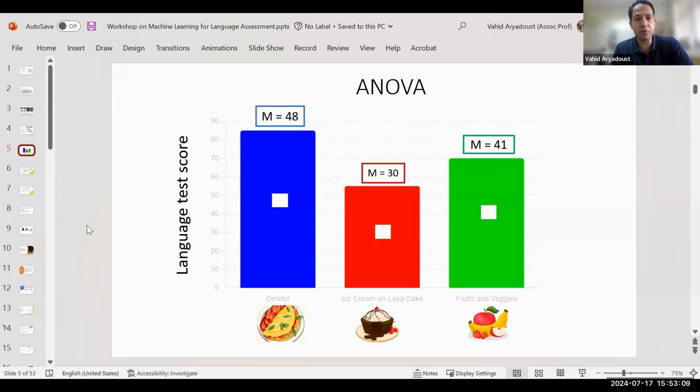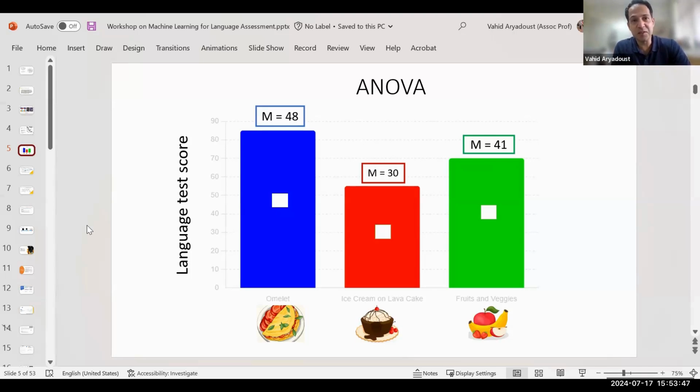For example, we have 3 groups here. I made up this scenario: they want to take a language test. And the question is whether the type of breakfast can affect their language test score. So we give the first group omelet, we give the second one ice cream and lava cake, and the third one fruits and vegetables. As you can see, it's not a good idea to have ice cream and lava cake for breakfast and go to a language test examination room and take a test, because your score drops.